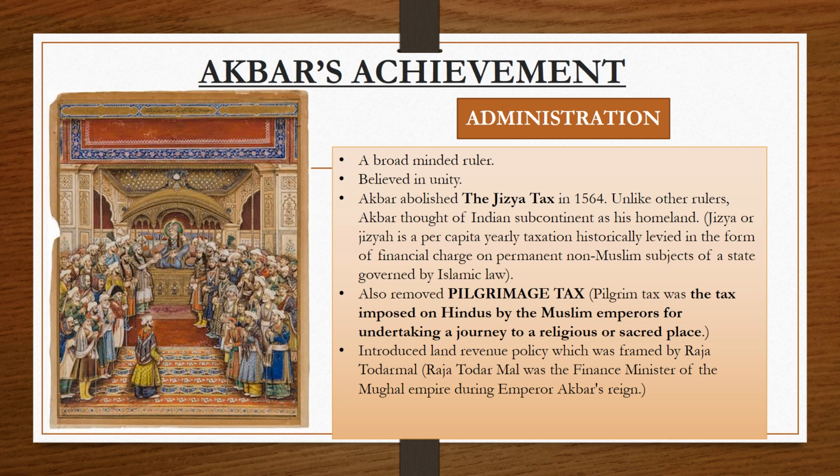Akbar's land revenue policy was well received by the people, and it was framed by his revenue minister Raja Todar Mal, who was the finance minister of the Mughal Empire during Emperor Akbar's reign.